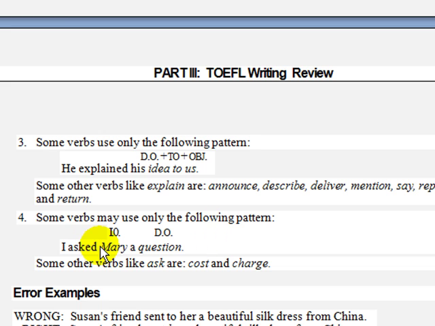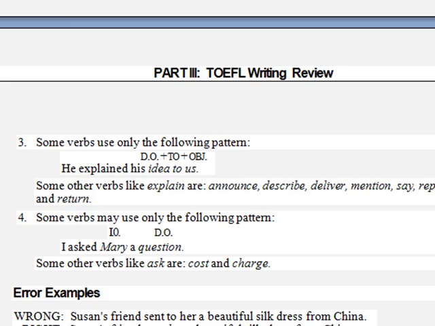Then we have number 4, which is indirect object, direct object. Remember up here, this is an object. "I asked Mary a question." Indirect object, Mary; direct object, question. When you ask a question, the question essentially receives the action of the verb ask, and Mary indirectly receives the action.